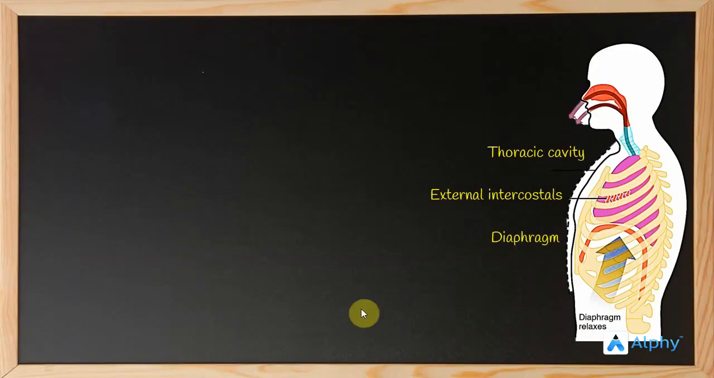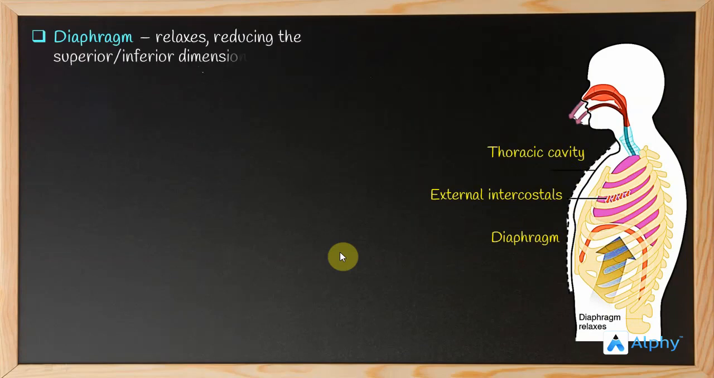when air is expelled out. So again we have our thoracic cavity, and we have our external intercostals and the diaphragm. Now in this process, the diaphragm will relax, reducing the superior inferior dimension of the thoracic cavity. So now the front and the back space has reduced because our diaphragm has relaxed, or we can say our diaphragm has returned to its original dome shaped position. Due to this, the upper and the lower space will decrease, right? The upper and the lower space.